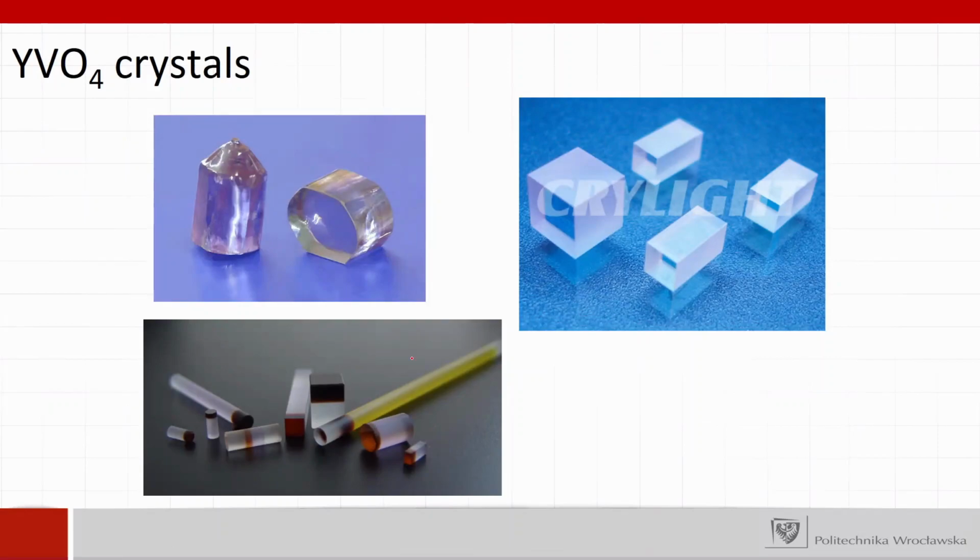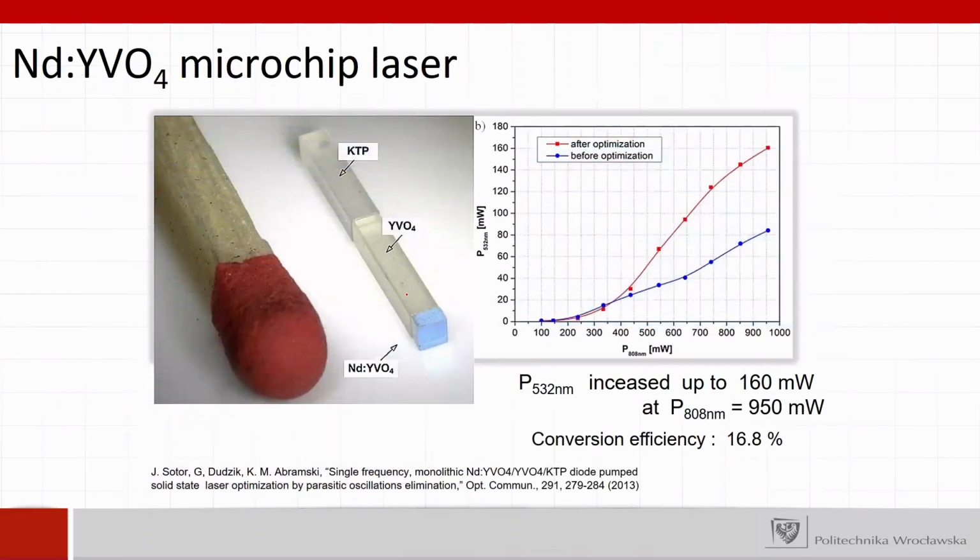So it also can be found on the market in different forms, different shapes, different doping concentration, and so on and so on. This is an example of a micro laser, microchip laser with deposited mirrors, so you can see how small the laser can actually be.